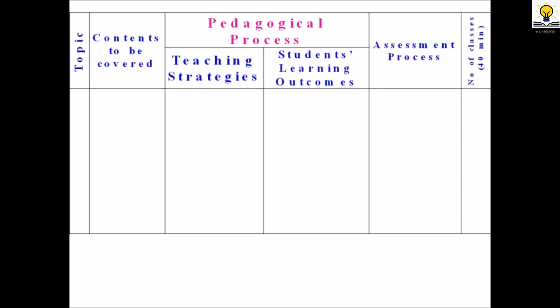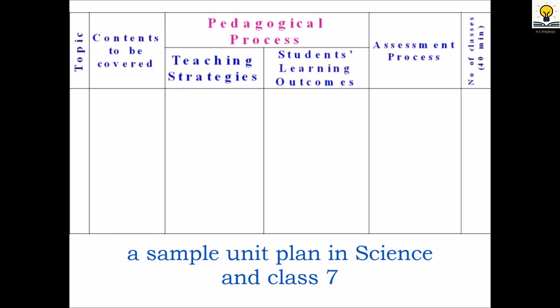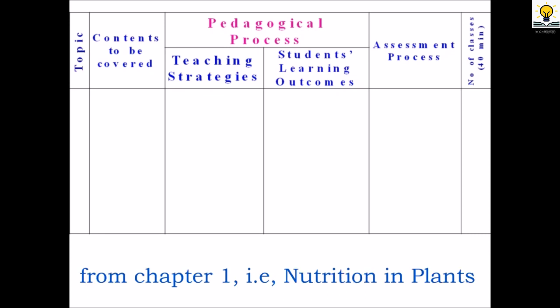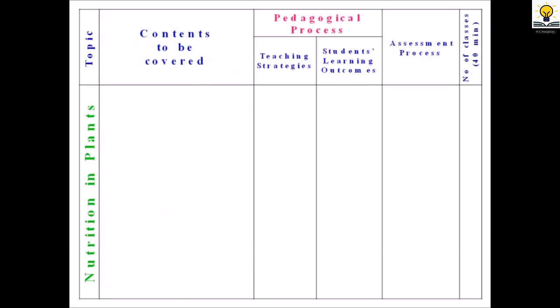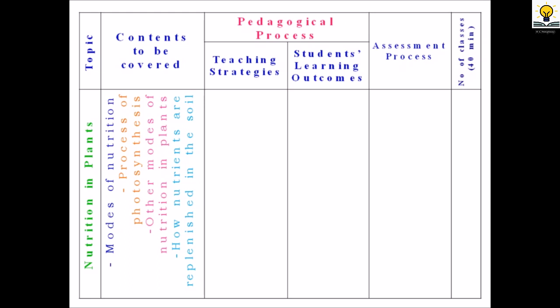Let us now construct a sample unit plan in Science, Class 7, from Chapter 1, that is, Nutrition in Plants. On closer look at the inside of the chapter, we can say that modes of nutrition, the process of photosynthesis, other modes of nutrition in plants, and how nutrients are replenished in the soil are the contents that need to be covered in this chapter. This is how the contents will look when it is finished.